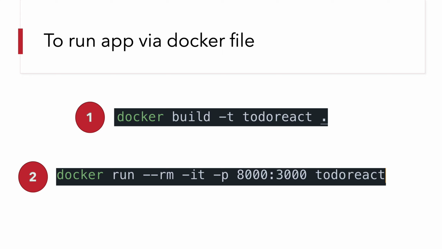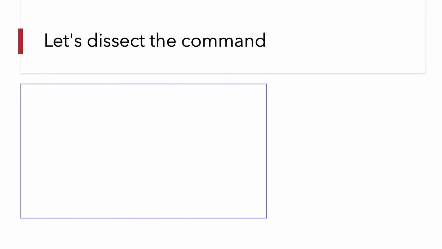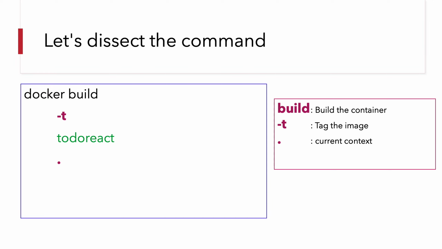But let's dissect the first command that we are seeing here, the docker build -t. So the first thing is we're doing a docker build, which has a -t, which is nothing but a tag of the image which you need to give, and to-do react is the tag name. And the dot is nothing but the context, which is the current context of your application where you are building this particular app. Basically, it's going to have all the files required for your application to run.